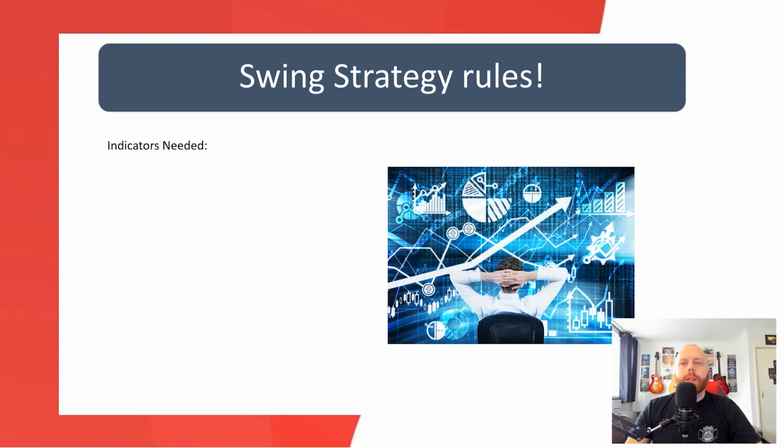So the first one you're going to need is the MACD. Now I talk about the MACD in my TradingView tutorial. It stands for moving average convergence divergence, and it's a really good indicator. Also, you're going to need the RSI, which stands for relative strength index.